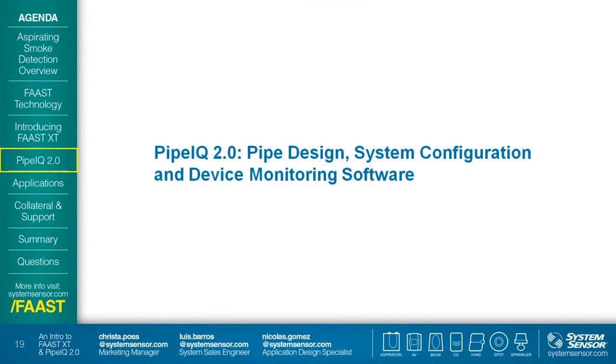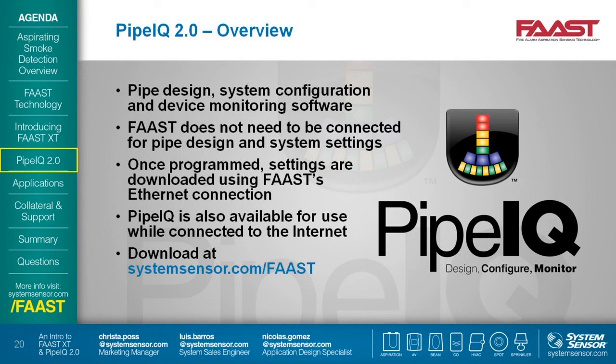Okay. So as Krista mentioned, we do highly recommend that you download FAAST or PipeIQ from our website. Once you download it, if there are any updates to the actual PipeIQ software, you'll get an email alerting you that there's a new version of PipeIQ, such as this PipeIQ 2.0 to support the XT. You do not need to be connected, as I mentioned. Once you have all your parameters and all your thresholds, you would then just send them to the FAAST detector.